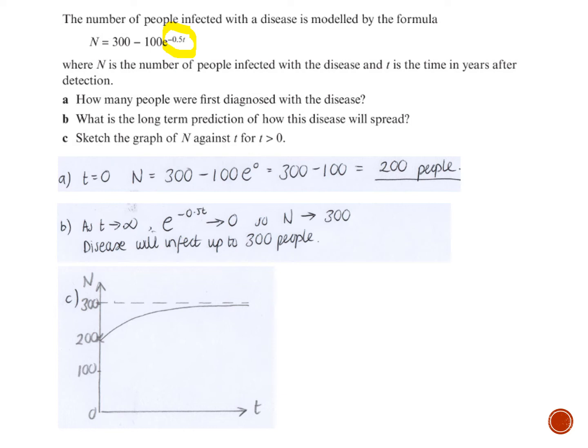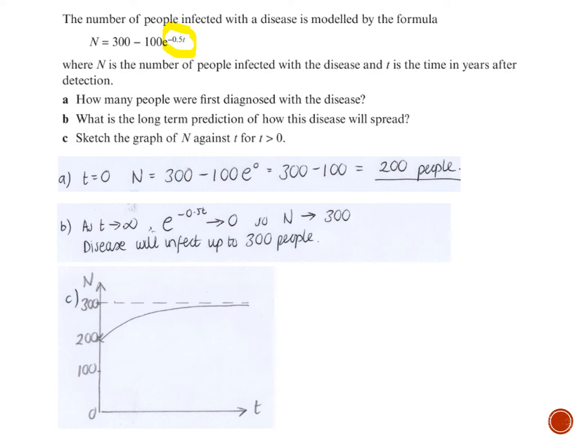Because it's a minus power, you get this whole sort of exponential growth here, starting at 200 and then approaching 300, but not actually reaching it. So with these graphs, make sure you always mark on any relevant values and then dash in your asymptote as well, because then you can make the curve approach that.